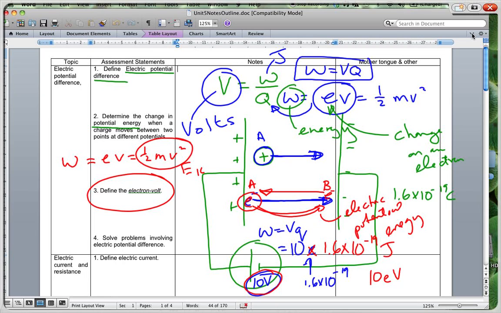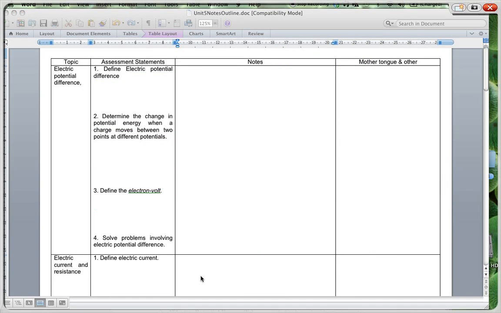Now, just to define this idea of an electron volt, because these energies are so low. For instance, if my potential difference was 10 volts and I'm dealing with an electron, the charge on an electron is 1.6 times 10 to the negative 19 coulombs. It's always a constant. That's a set amount, and any charge is always a multiple of that. That's the smallest amount of charge you can have. It's like a building block of charge.